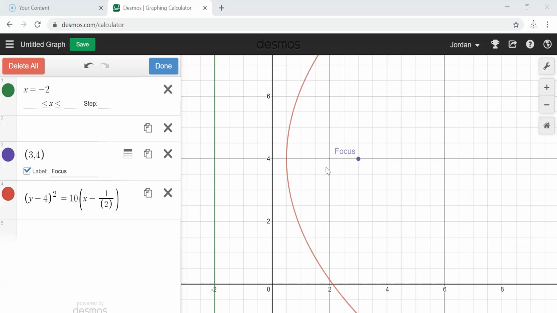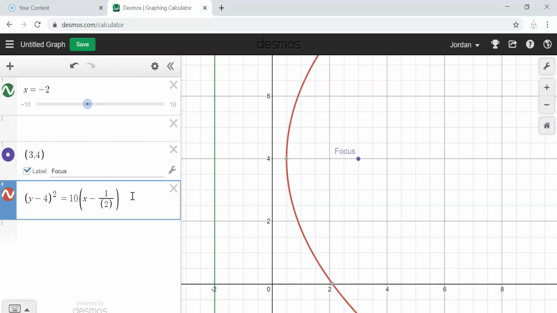So when I've graphed this out, I got this again: (y minus 4) squared equals 10 times (x minus 1/2). You can see that the vertex is at (0.5, 4), or (1/2, 4). We're pointing to the right. Again, it's a little bit wider than I drew it, but you guys get the point. Now in the next video, we'll talk about doing the same thing with ellipses, and then following that, we'll deal with hyperbolas.